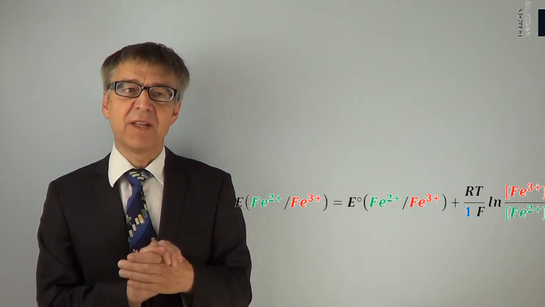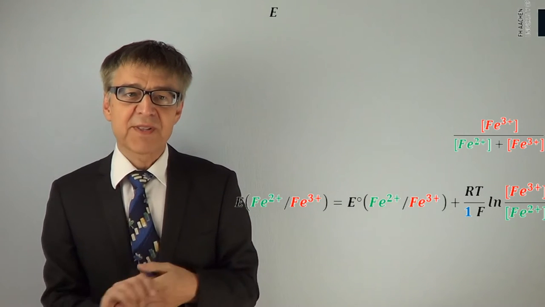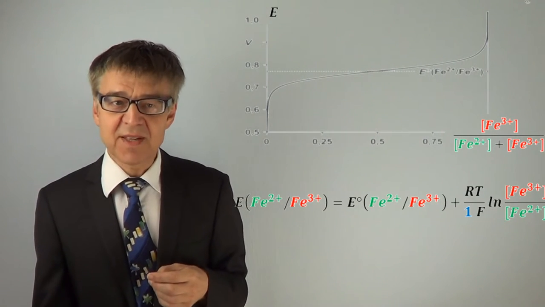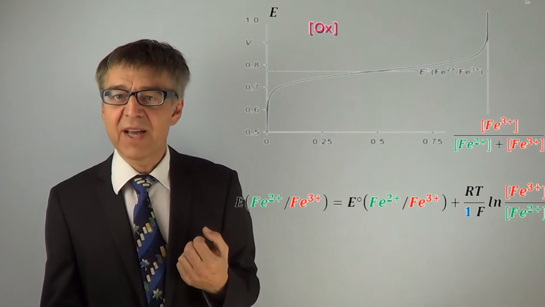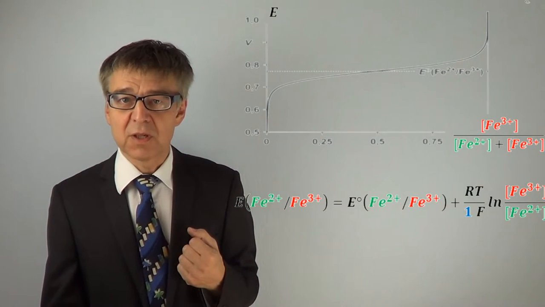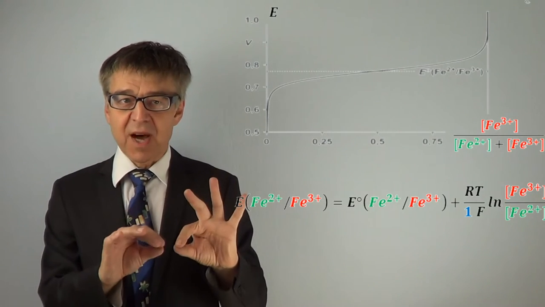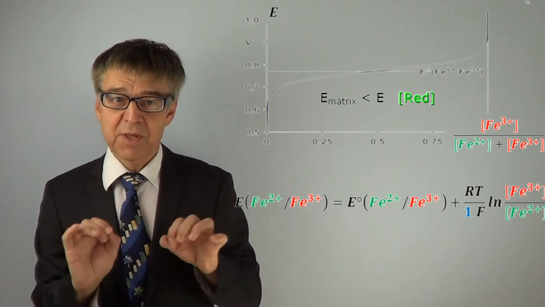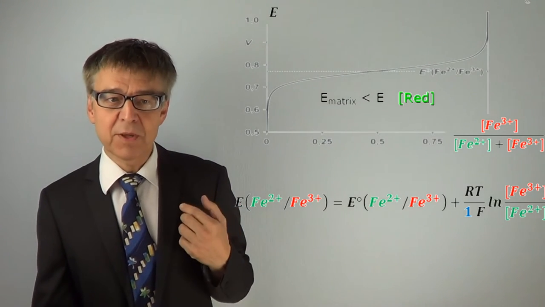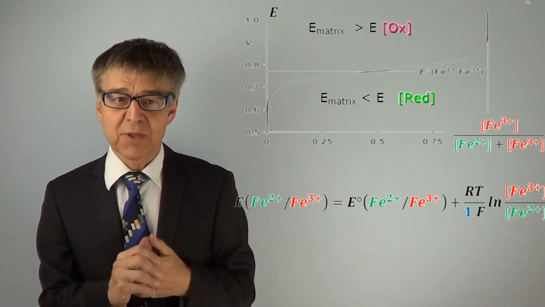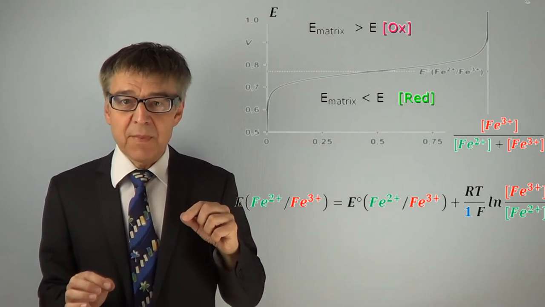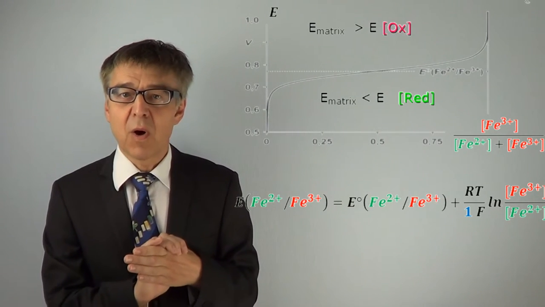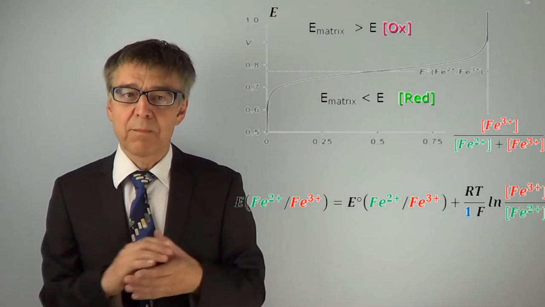If the concentrations of iron 2 plus and iron 3 plus ions are equal, we measure the standard potential E0 of 0.77 volts. Preponderance of iron 3 plus ions gives a higher potential. Preponderance of iron 2 plus ions gives a more negative potential. Conversely, we can say if the redox couple is in a matrix having a smaller redox potential than 0.77 volts, the reduced species preponderate. If the matrix has a greater potential than 0.77 volts, the oxidized species predominate. This statement is generally true for each redox couple. The redox potential of a matrix, sometimes called ORP, is an equally important parameter as the pH of the matrix.